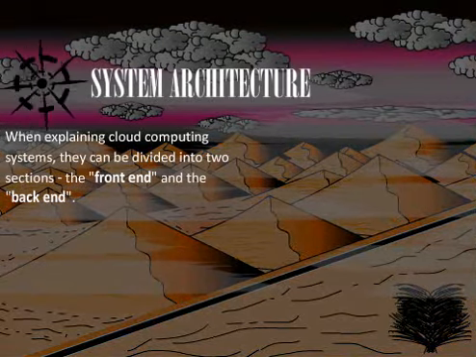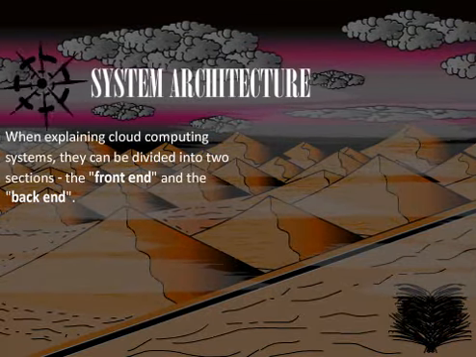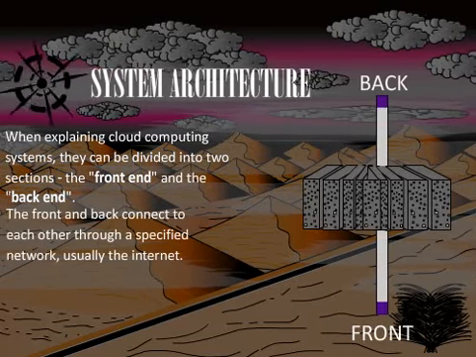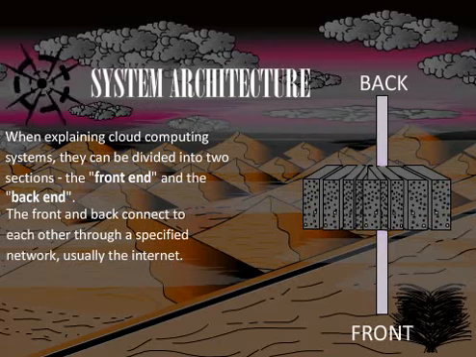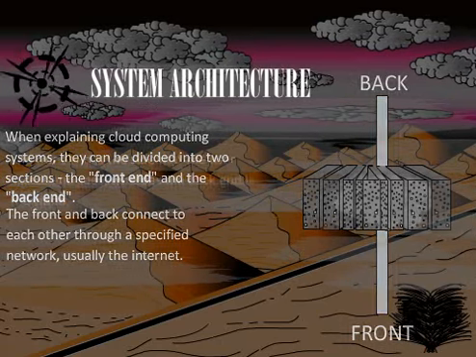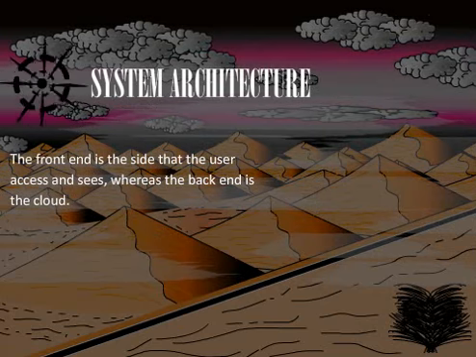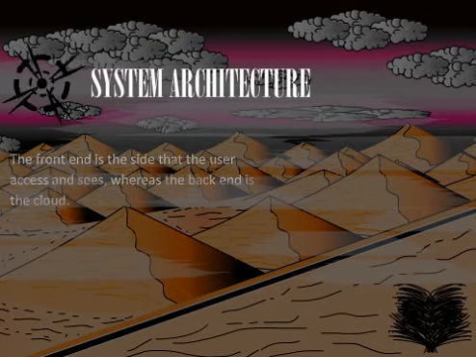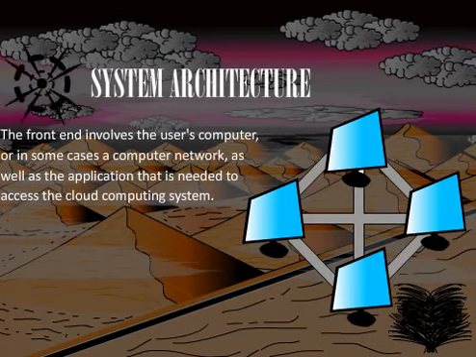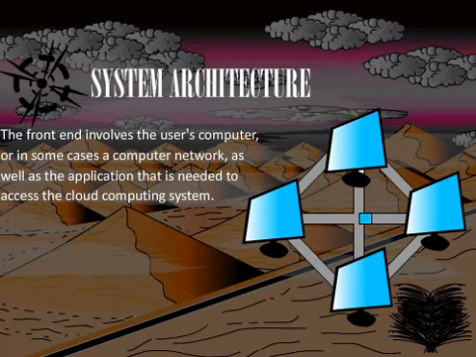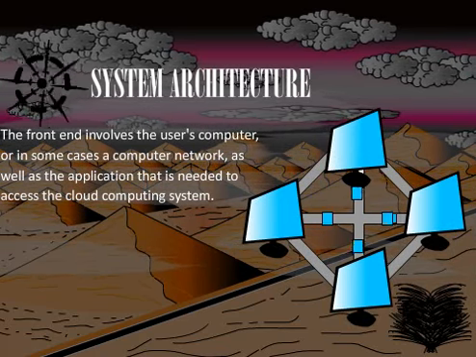When explaining cloud computing systems, they can be divided into two sections, the front end and the back end. The front and back ends connect to each other through a specified network, which is usually the internet. The front end is the site that the user accesses and sees, whereas the back end is the cloud. The front end encompasses the user's computer, or in some cases a computer network, as well as the application that is needed to access the cloud computing system.